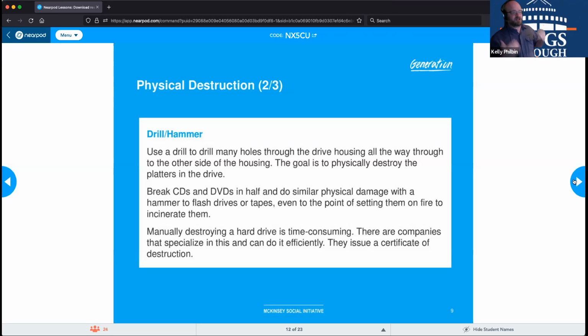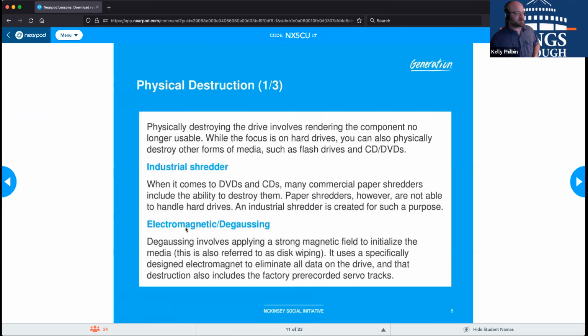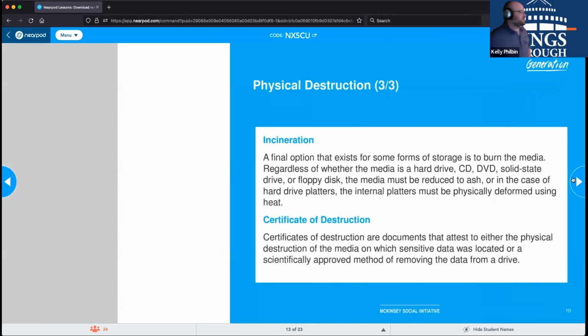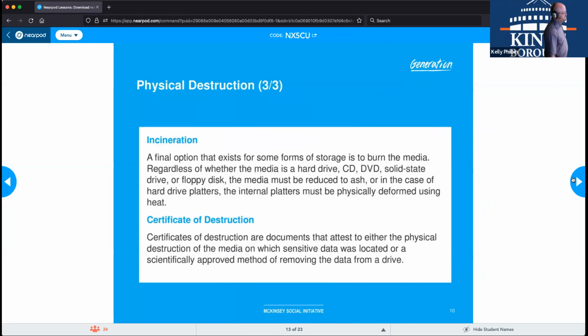But if you have a large amount to get rid of, you can use an industrial shredder, or bring in a company to do degaussing, what have you. All right, incineration. This works for pretty much any type of media: paper, CD, DVD, optical drives, floppies, solid states, what have you. It is just a high heat furnace and basically reduces everything to ash.